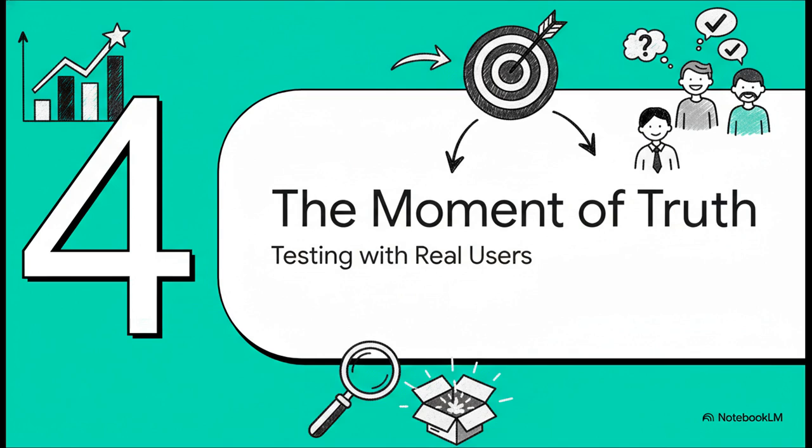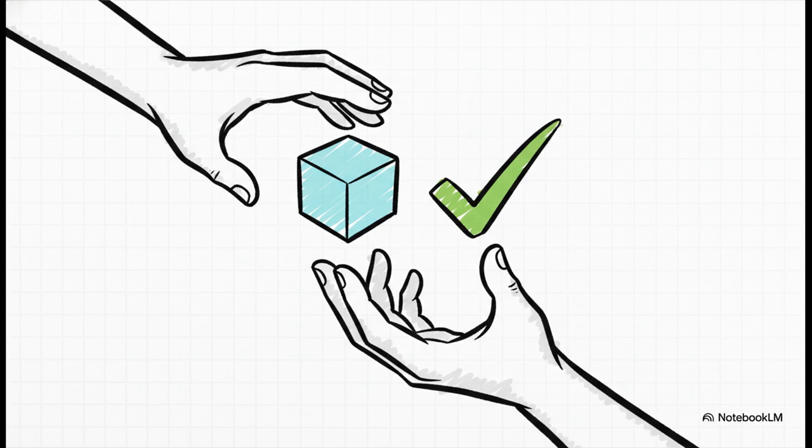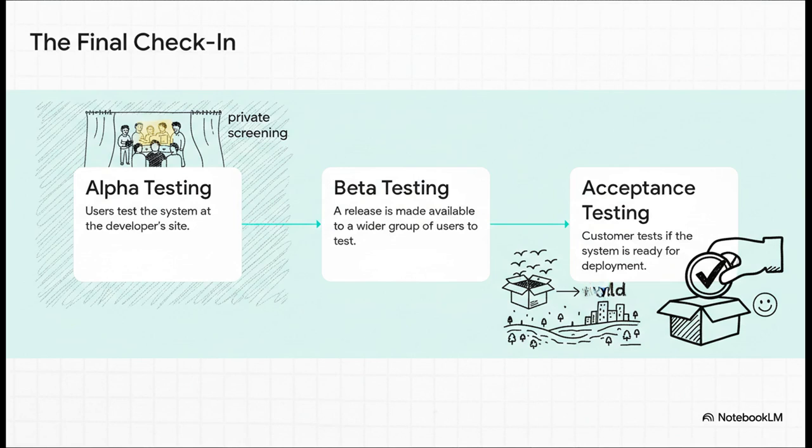And that brings us to the final stage of this whole process. You could call it the moment of truth, and that is testing with real users. Because at the end of the day, no matter how great your plan is, the ultimate test is putting your creation into the hands of the person who's actually going to use it. This final, super critical check-in, that's what's known as acceptance testing. And this check-in usually happens in a few stages. First up, you've got alpha testing. Just think of it like a private screening with a small, trusted group, maybe right there in the office.